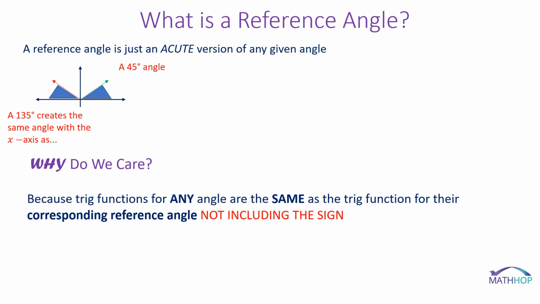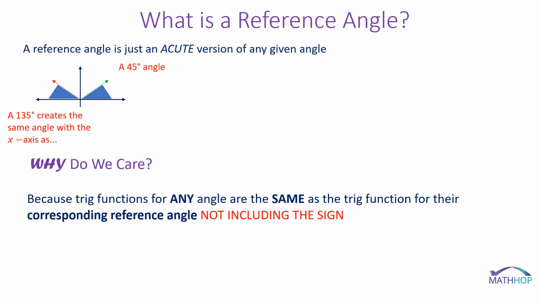You do have to pay attention to what quadrant you're in when you're finding trig functions. But if you're asked to find the trig functions for a 135-degree angle and you don't remember them, but you know your 45-degree angles, you're great because the trig values for 135 and 45 are the same, not including the sign. And we'll have a really cute way to remember your signs in the next lesson.